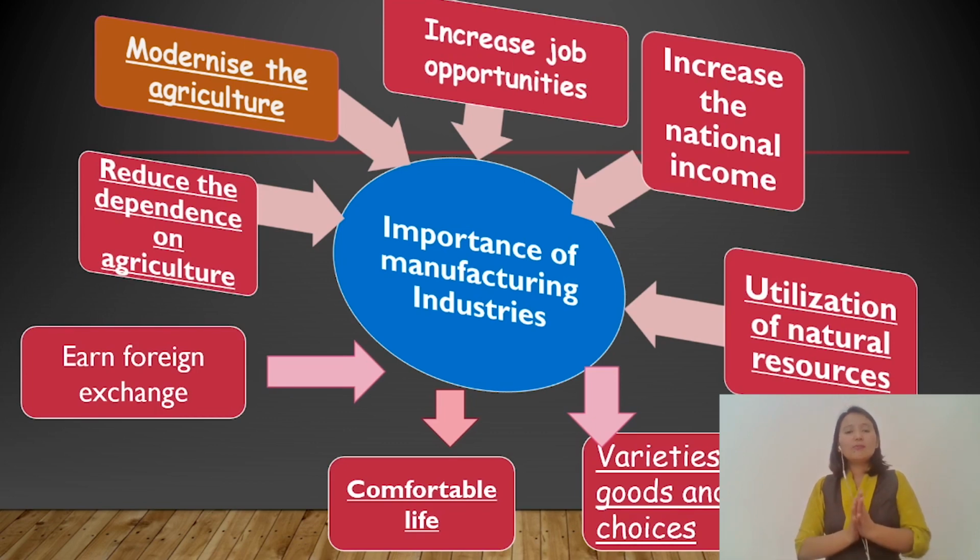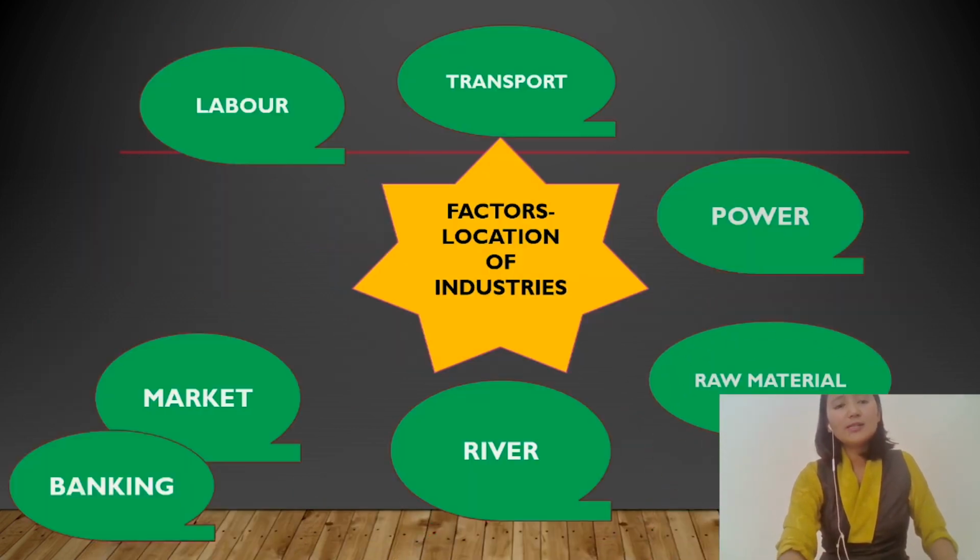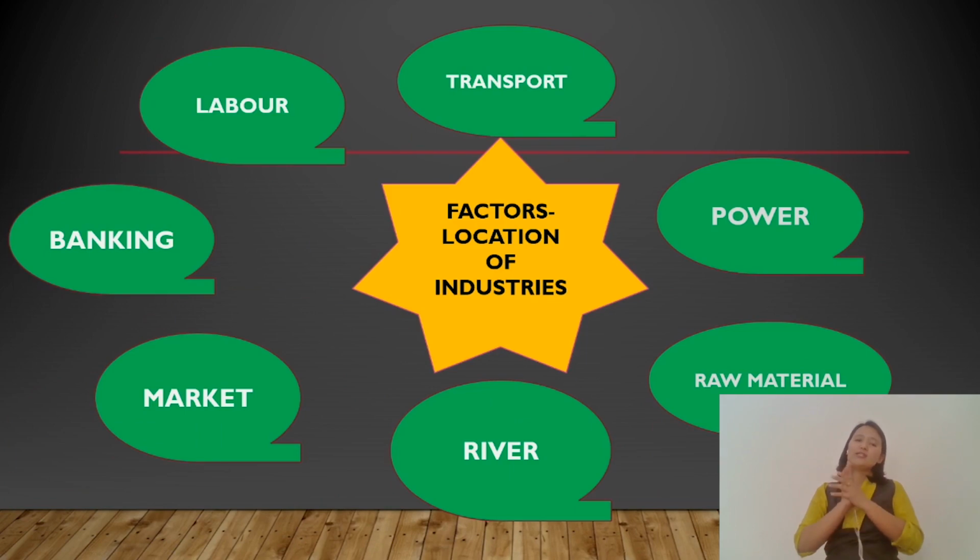So this is all about the importance of the manufacturing industry. There are still lots of things to say about the importance of the manufacturing industry, but we will sum up here. And now coming to the next topic, that is factors affecting the location of industries. So when we say factor, factor means it is a condition. It is a condition that is required for the specific location of industries.